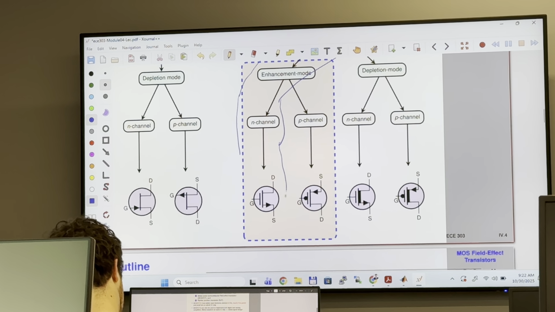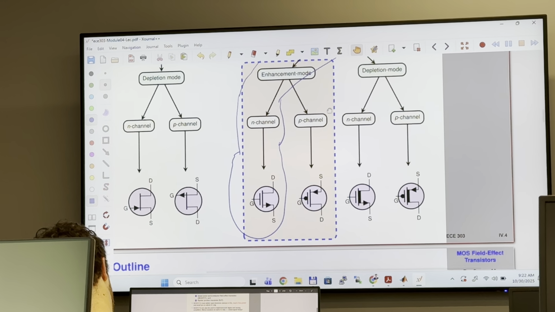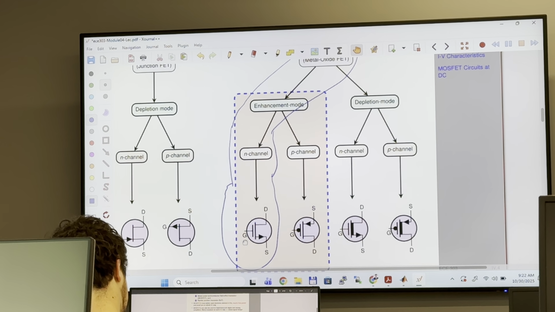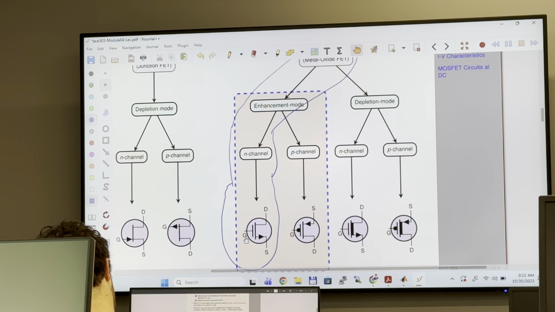Yeah, so this is the transistor that I will be focusing on. N-channel. So MOSFET, enhancement mode, N-channel, and this is the symbol. This is the transistor that you will be using in the lab, and this is the transistor that I will be focusing on to explain its construction, theory, its characteristics.